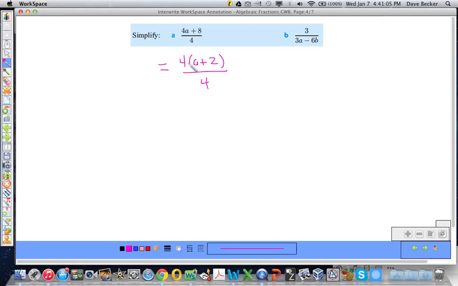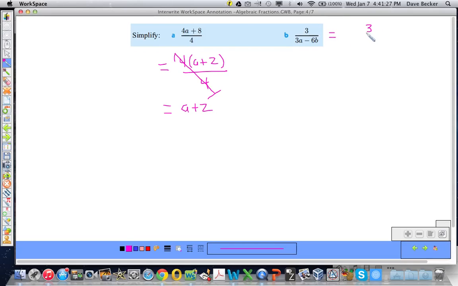And now since it's 4 times all of that, there's factors involved here. There aren't any factors here with the 4a and the 8, right? So I can cancel that out because 4 over 4 is equal to 1, and I'm left with a plus 2. What about here? I cannot cancel those 3's. That's a no-no.